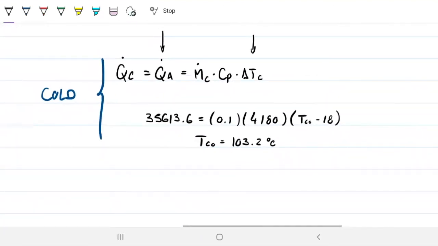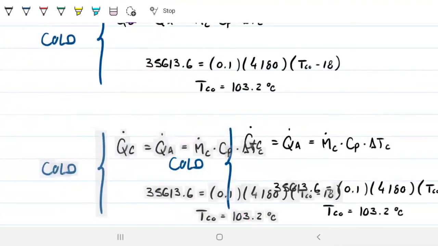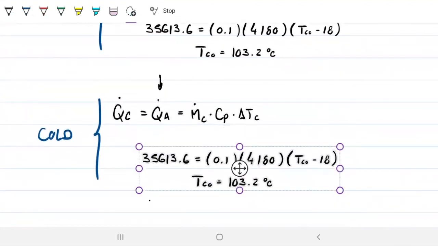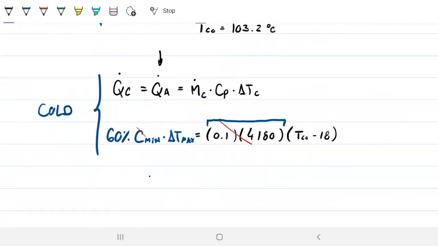Something interesting happens though. Let me copy this and show you another way you can do it. Because you have all these different relationships that you developed as you were solving this, there's something else you can do, because you know that this Q actual is actually 60% of the maximum theoretical one. So that means, what do I want to do? I want to eliminate this and this. So I can write the Q actual as 60% of my Q max, which is C min times delta T max. And it just happens that this guy is our C min, as we found out before. So you can have a simpler relationship, I guess.